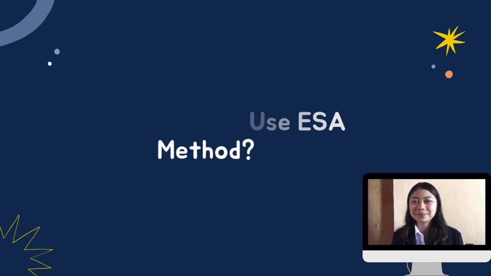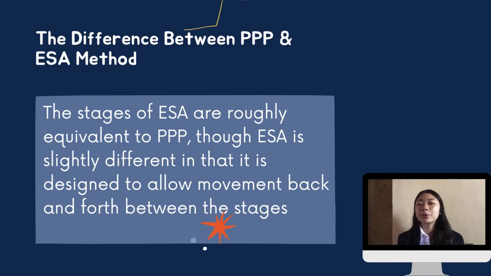The next is the difference between the PPP and ESA methods. The stages of ESA are roughly equivalent to the PPP, though ESA is slightly different in that it is designed to allow movement back and forth between the stages. However, each stage is similar to the PPP stage in the same order. Proponents of the ESA method stress its flexibility compared to the PPP.